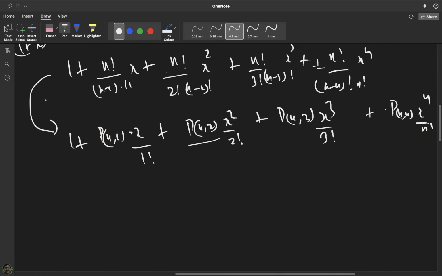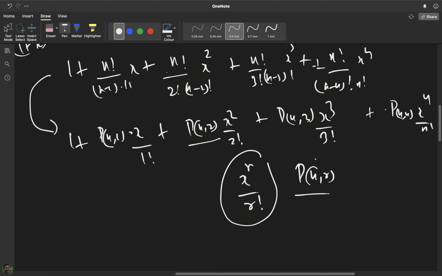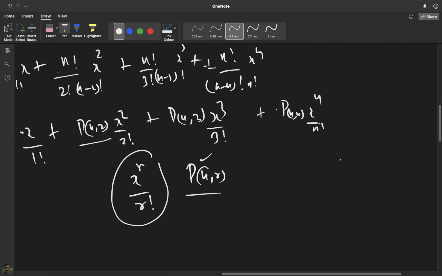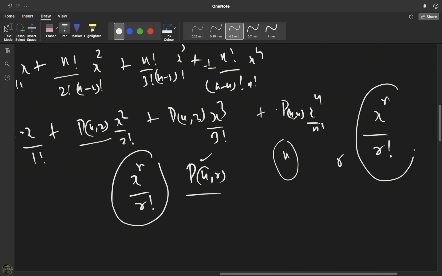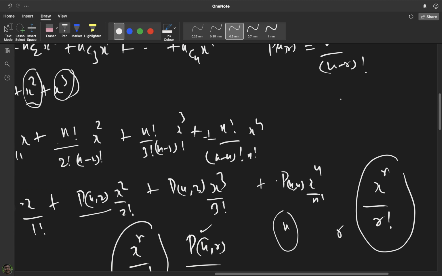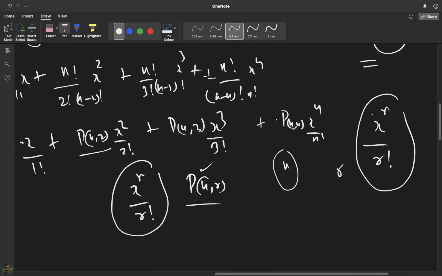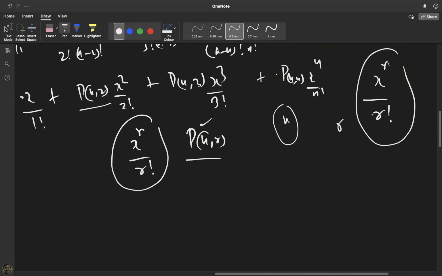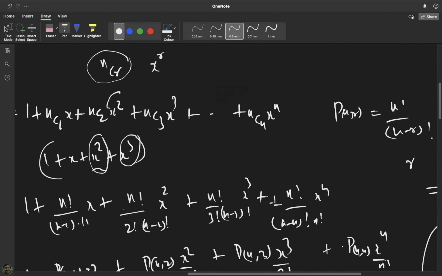Now you can see that the coefficient of x raised to r by r factorial gives you nPr, that is the number of ways of arranging r objects from a total of n objects. So in problems involving permutations, when you have to arrange r objects from n objects, we look at the coefficient of x raised to r by r factorial. In the case of ordinary generating functions, when you have to find ways of choosing r objects, we look at the coefficient of x raised to r. But in the case of the exponential generating function, we deal with permutation problems, so when finding the number of ways of arranging r objects, you look at the coefficient of x raised to r by r factorial. That is the basic idea.